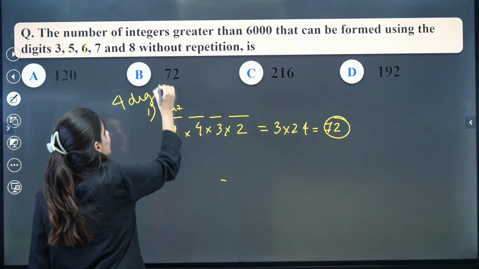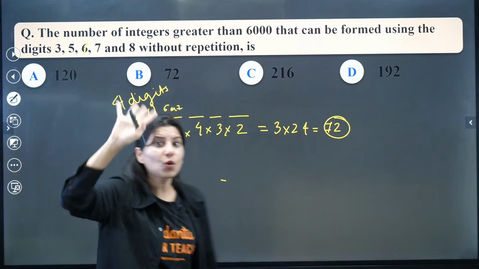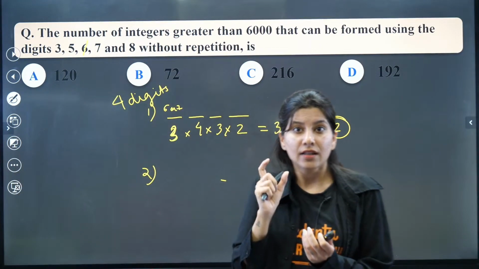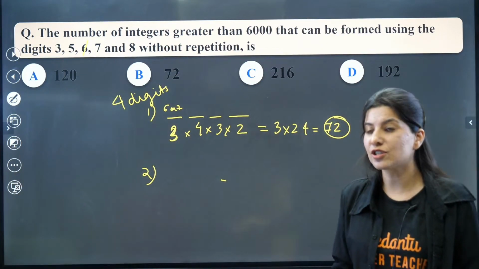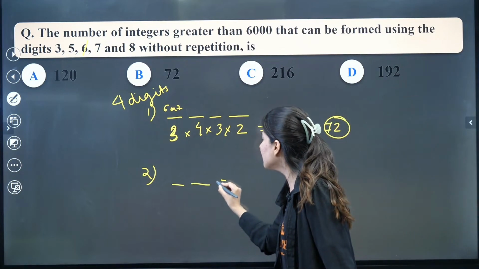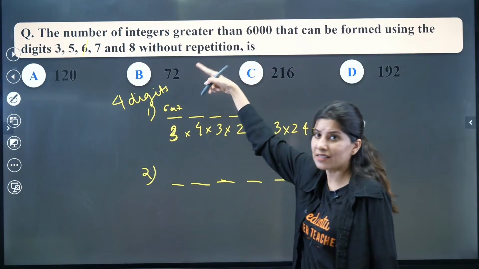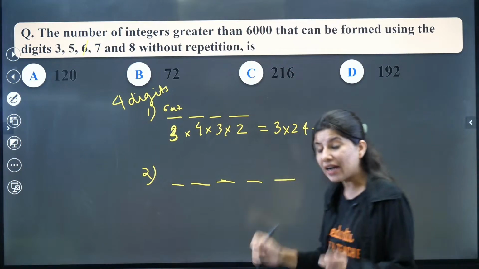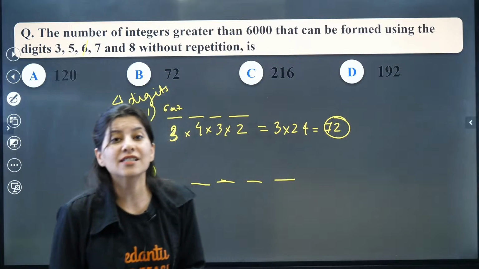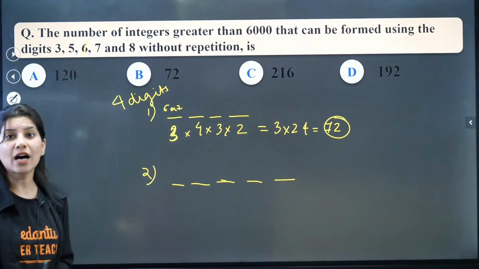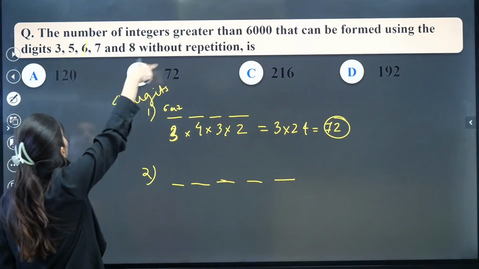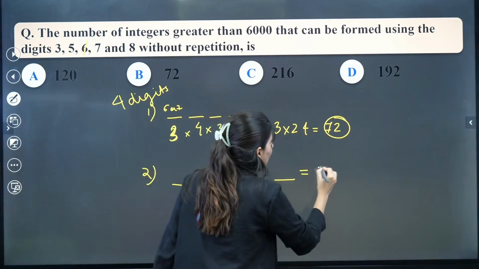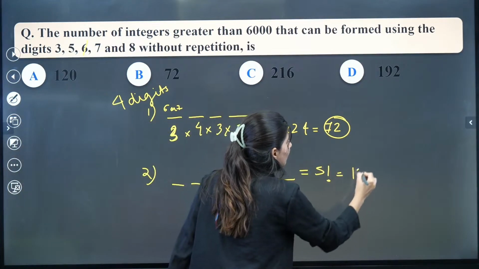What about 5-digit numbers? They have not told us whether the number should be 4-digit or 5-digit. The number can definitely be a 5-digit number. Yes, the question interpretation allows a 5-digit number, and a 5-digit number is definitely going to be greater than 6,000. So the 5-digit numbers formed by these 5 digits will be 5 factorial, 120.